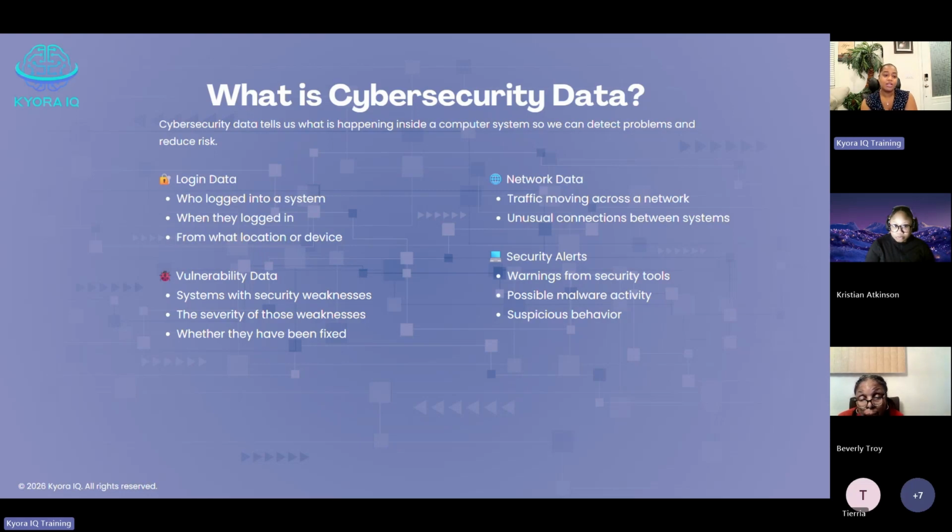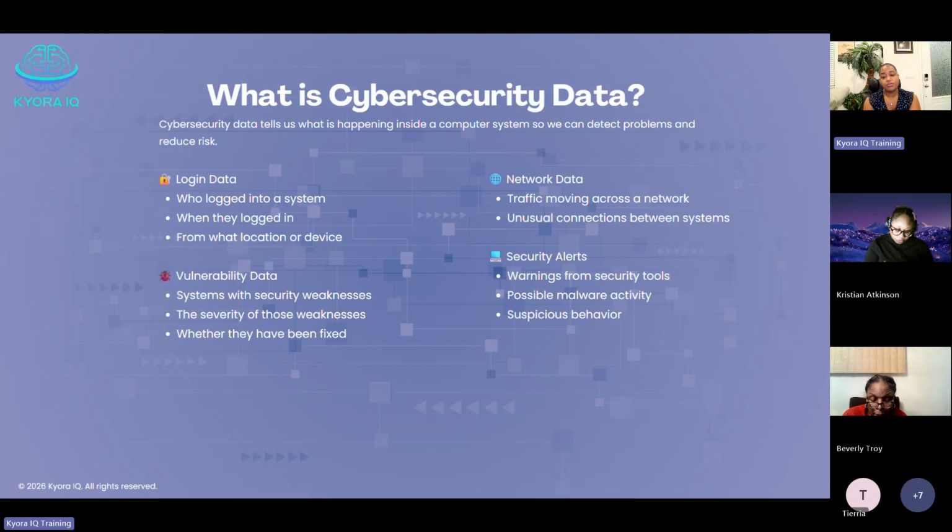That data may look like your login data: who logged into a system, when they logged in, from what location or device. We can track this with maybe a SIEM tool. Vulnerability data: systems with security weaknesses, the severity of those weaknesses, and whether or not they have been fixed. We'll look at a mock Rapid7 report that I generated. That's not going to be any client data. It's all data generated by AI.